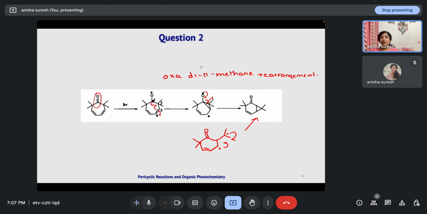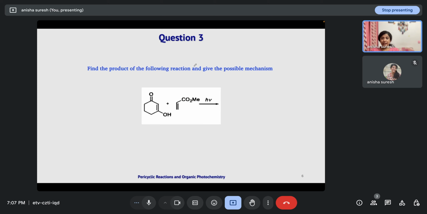Okay, if this is clear, we will move to question number 3. Now coming to question number 3, find the product of the following reaction and give the possible mechanism. You can see this is a 1,3 diketone derivative in the enol form, and it is reacting with this alpha beta unsaturated ester under photochemical condition. So what is the product that is forming here?